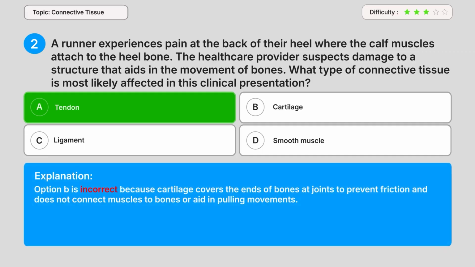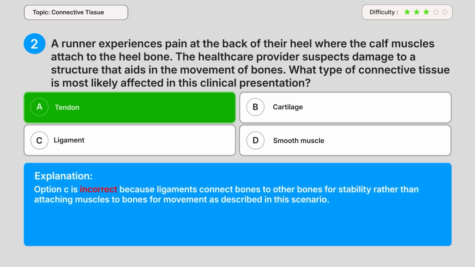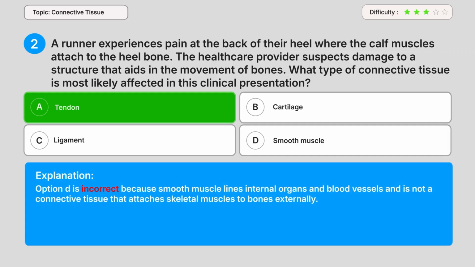Option B is incorrect because cartilage covers the ends of bones at joints to prevent friction and does not connect muscles to bones or aid in pulling movements. Option C is incorrect because ligaments connect bones to other bones for stability rather than attaching muscles to bones for movement, as described in this scenario. Option D is incorrect because smooth muscle lines internal organs and blood vessels and is not a connective tissue that attaches skeletal muscles to bones externally.